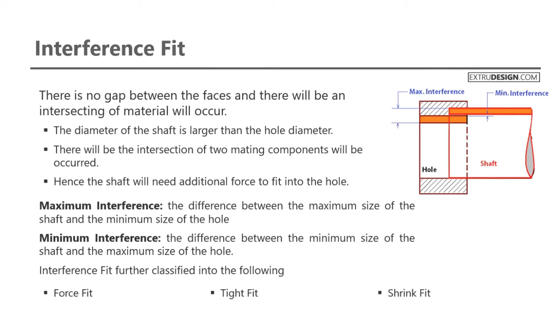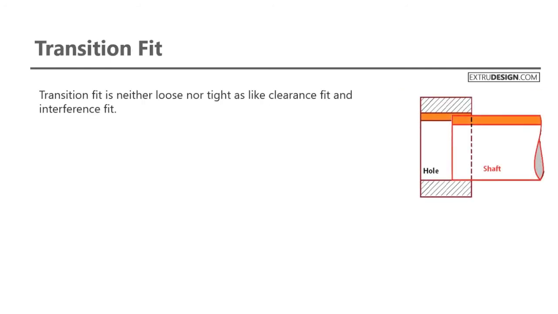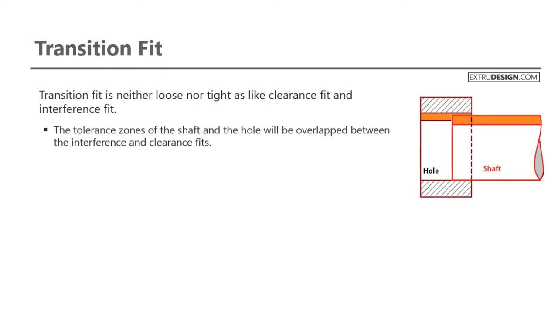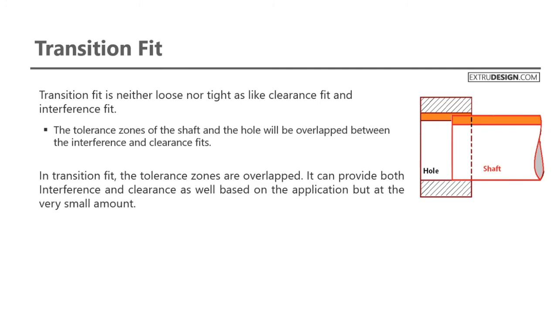The next category of fit is transition fit. Transition fit is neither loose nor tight, unlike clearance fit and interference fit respectively. The tolerance zones of the shaft and hole are overlapped, lying between the interference and clearance fits. In transition fit, the tolerance zones are overlapped. It can provide both interference and clearance based on the application, but in very small amounts. There is a further classification of transition fit. The first one is push fit and ringing fit.